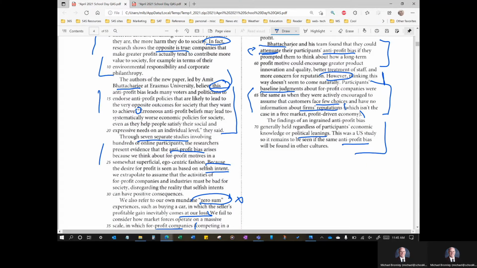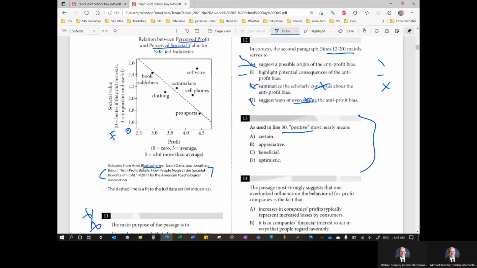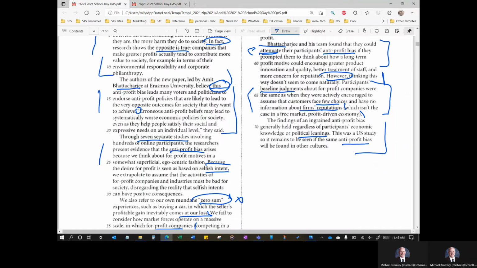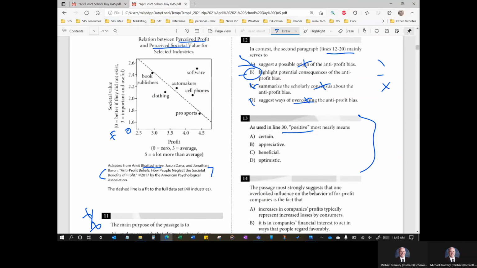Anti-profit leads to the very opposite outcomes of what they want. So it's just saying it's what they do. It's not telling us the origin of it. Okay, it's just talking about the consequence because they do things that are not good for them. So it's not the origin. That's the wrong thing on number 12. Okay, 13, positive. Let's go down.